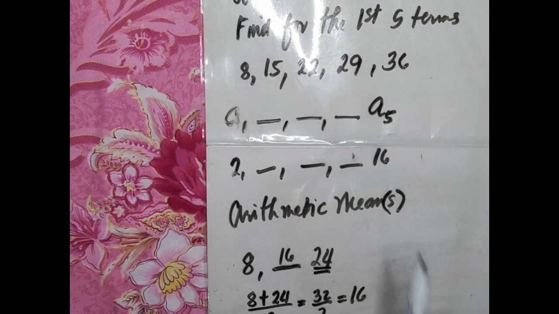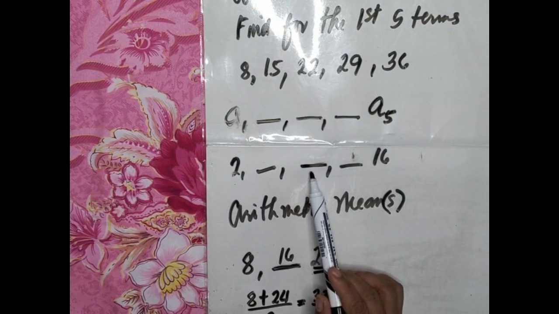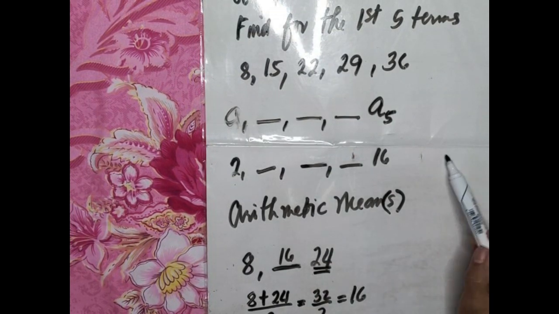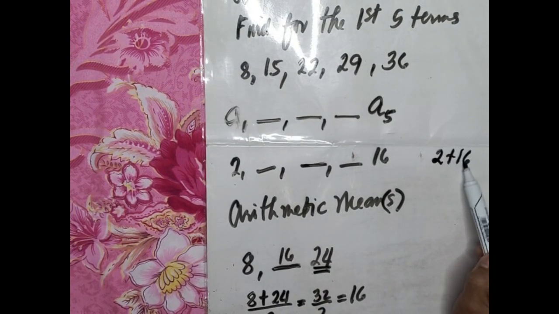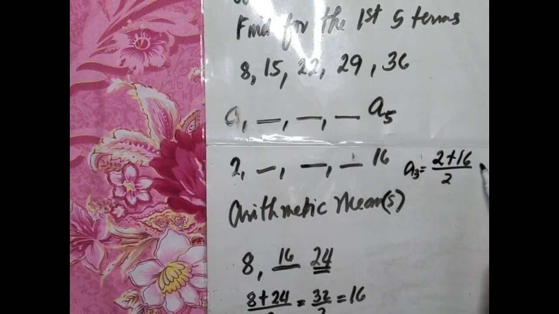Let's go back to our previous problem. How about if there are 3 terms that are to be inserted between 2 and 16? So there are 3 arithmetic means. How are you going to do that? We could find the middle term. So 2 plus 16. We are going to find a sub 3, so we have 2 plus 16 divided by 2, and that is your third term. This is equal to 18 divided by 2, and that is equal to 9.